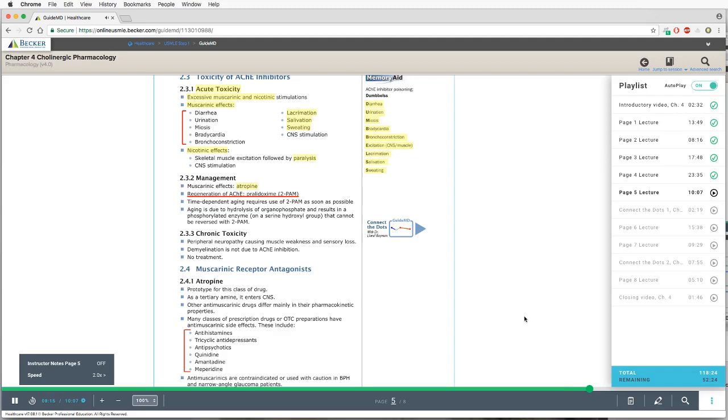All antimuscarinics, no matter what they're called, will always be contraindicated or used with extreme caution, at the very least, in people with BPH. Why? In BPH, what's the pathology? You have a big prostate. So you're happy? You'd love to show your prostate to everyone. It's not a good idea.